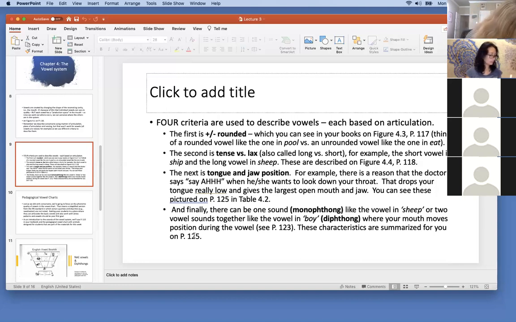Yes, diphthongs. So they have I for fly, ow, and oi. So ow is like ow. You can see how your mouth and your tongue are moving. Ow, ow. Okay.